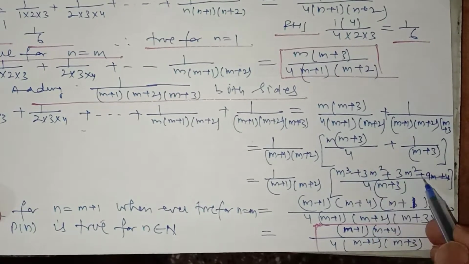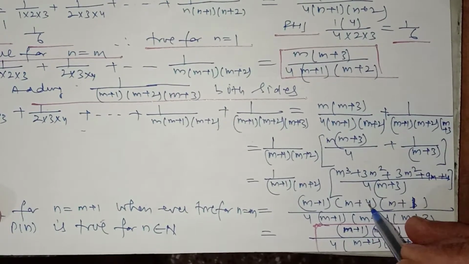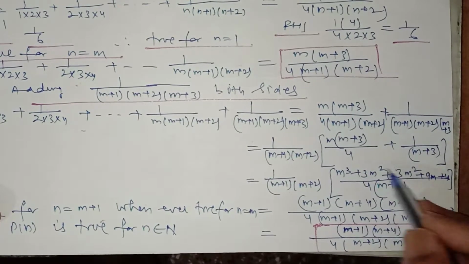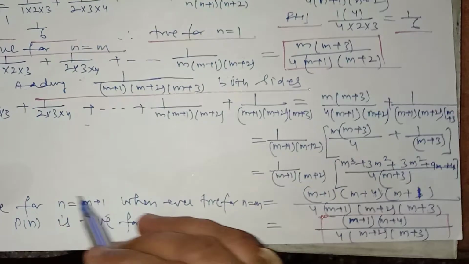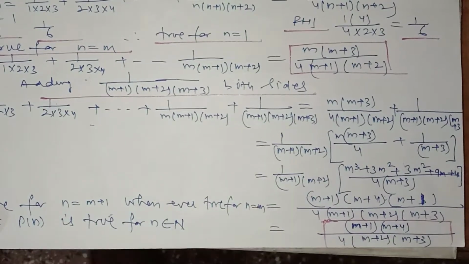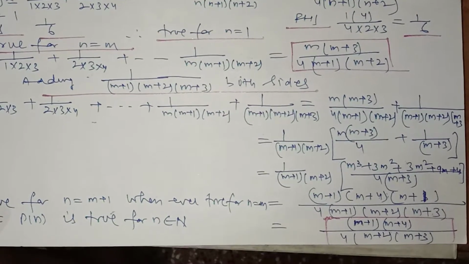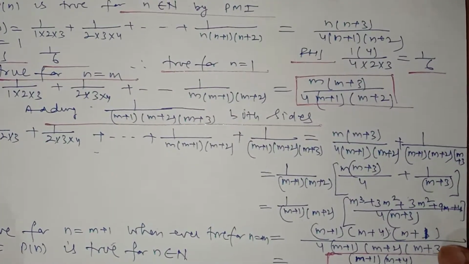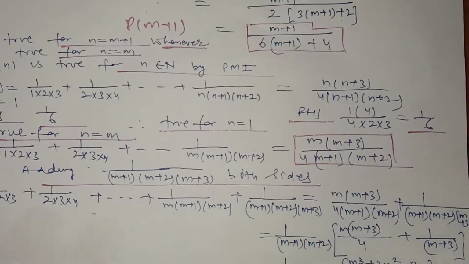This factorization you can't do directly, you have to do it somewhere in the rough column to obtain the factorization of this. So in the end, as usual, we write that this is true for all natural numbers by PMI whenever it is true for n is equal to m. So this is question number 11.